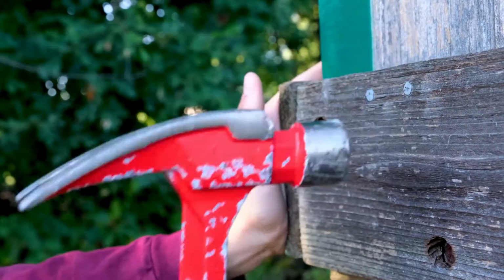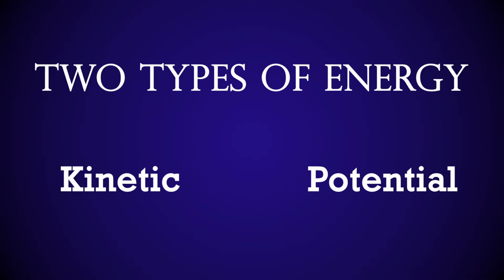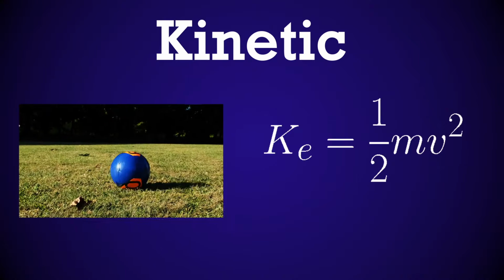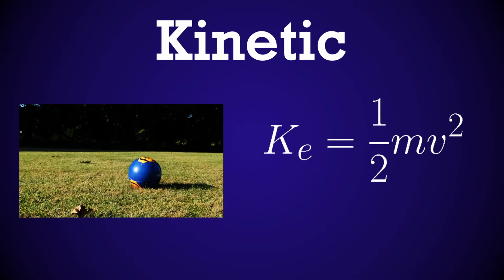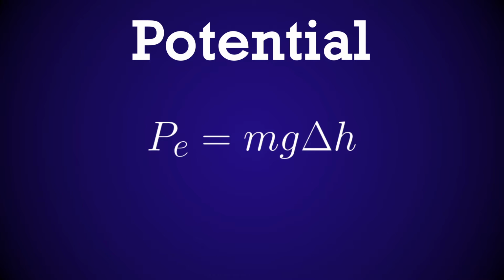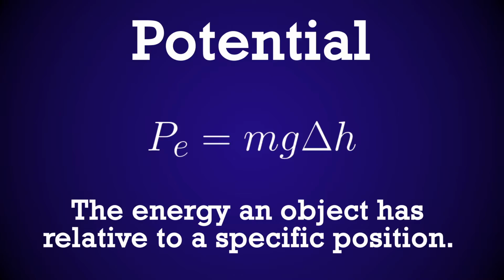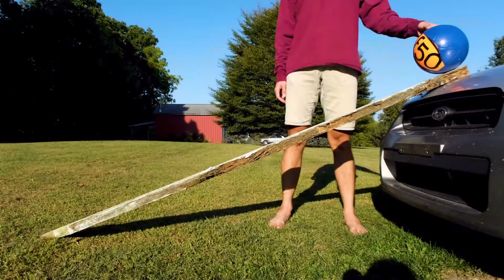For now, let's focus on the two main types of energy we will be talking about in this class, kinetic and potential. Kinetic energy is defined as mass in motion. If you have mass and you are in motion, you have kinetic energy. Potential energy is a little more complicated, but for now, you can think of it as the energy an object has relative to a specific position. Let's take a look at what's happening here.